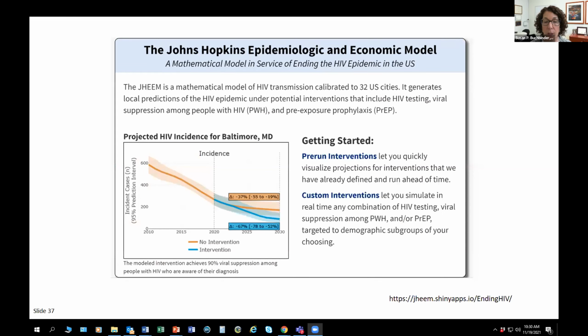So the last model I wanted to tell you about is one that you get to play with yourselves. Here's the URL. And if you look, it's got 32 US cities in here, and you can basically adjust how much HIV testing is happening, how much viral suppression you have in people living with HIV, and how much pre-exposure prophylaxis you have. And then you can either use these pre-run interventions or custom interventions and take a look at what that does to the number of new infections.